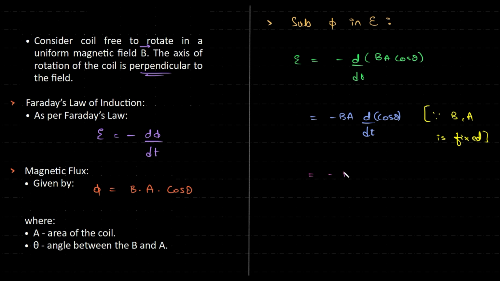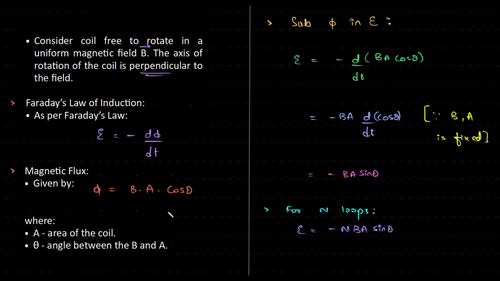And so when I differentiate this, I'll get BA sine theta. Differentiation of cos theta is sine theta. Or is it minus cot theta? No, it is sine theta itself. Yes, this is for a single loop. For n loops, what happens? Yes, all of them will add up. So basically minus n BA sine theta.